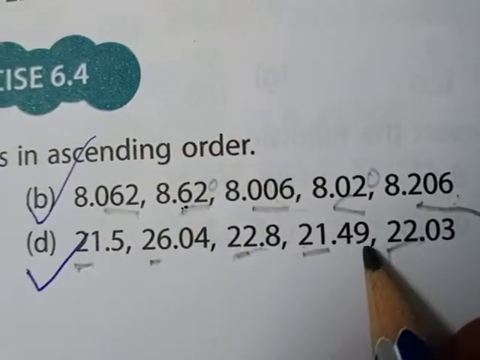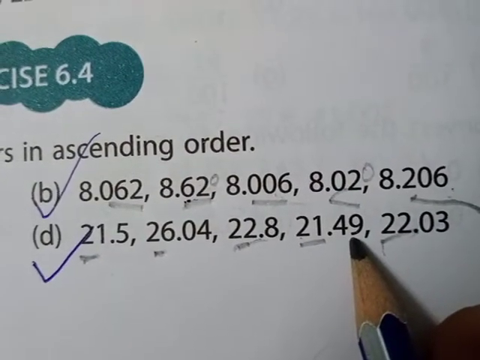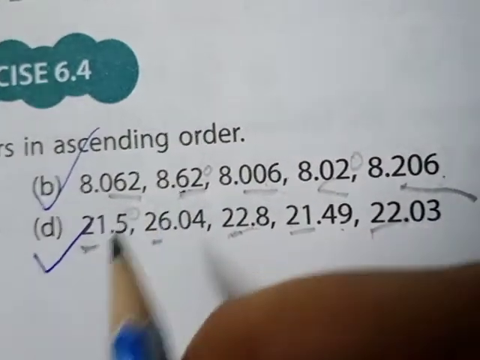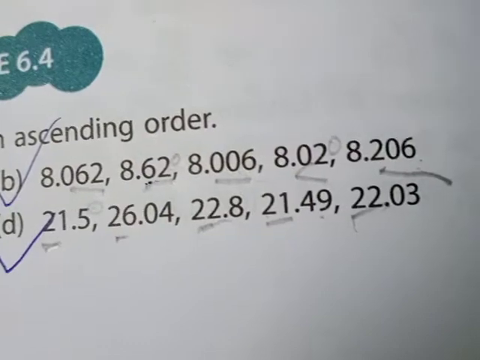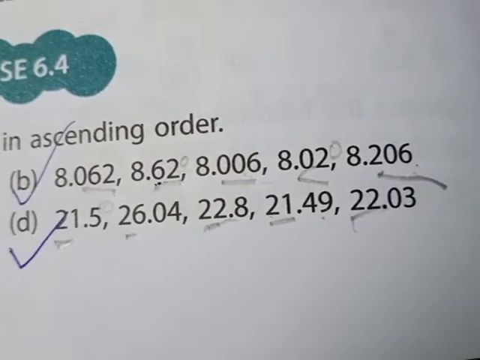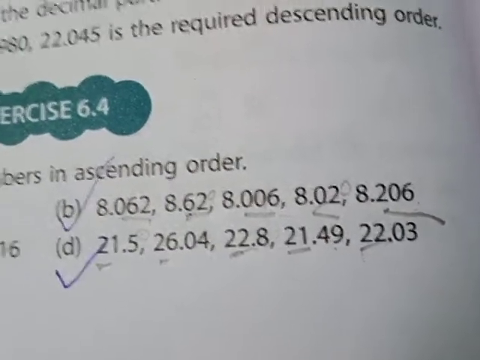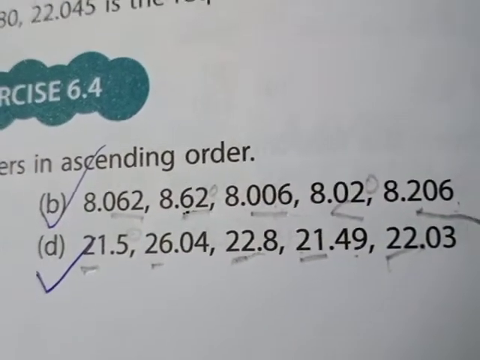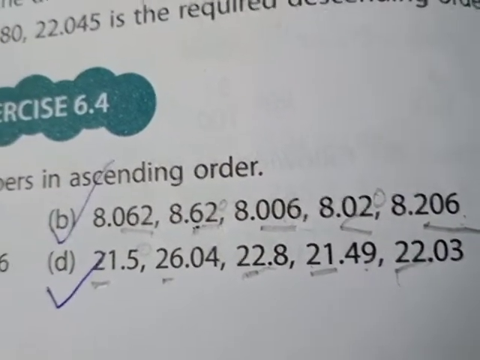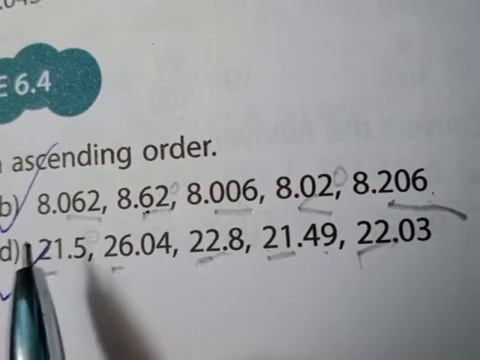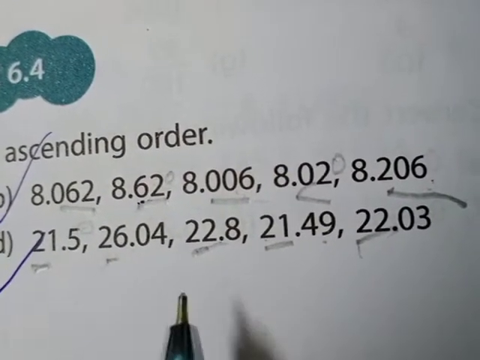But no, if we have 2 digits here, that time we will put 1 digit after 5 also. Got it? All the decimal parts should have the same number of digits. Keep in mind this thing. All the decimal parts should have the same number of digits. So now if you see, this is 21. This is also 21. If both are 21, we will see the decimal parts.